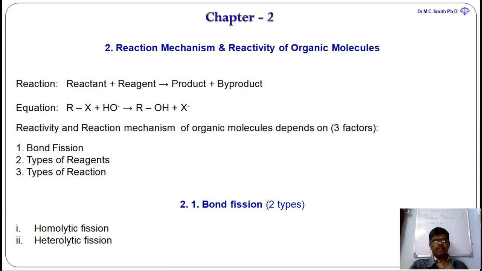Let us see a reaction where alkyl halide, R-X, gives alcohol as a product. In this equation, alkyl halide R-X is the reactant and OH, that is the hydroxide ion, is the reagent, giving alcohol as a product and halide as a byproduct. So a reaction is a process where reactant and reagent react together to give product and byproduct, and it should be shown in the form of an equation.